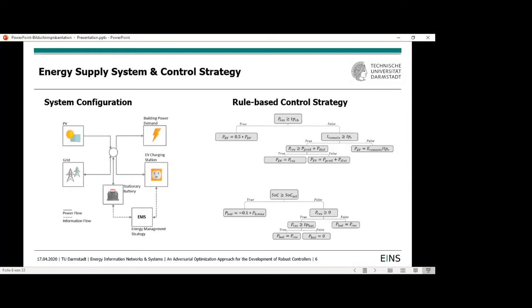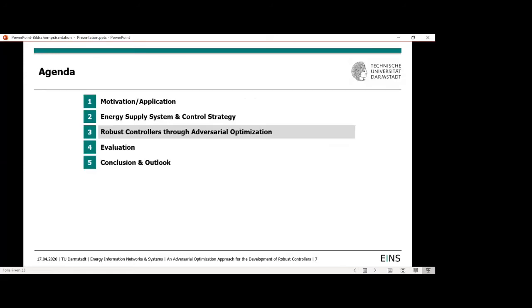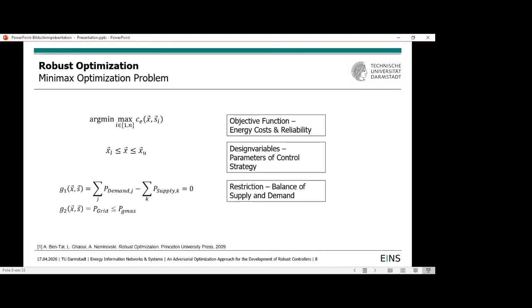Both the control strategy as well as the system configuration, or the energy supply system, are parameterized. In the next step, these parameters are to be optimized such that we can identify robust control strategies. The corresponding optimization problem can be described as a minimax optimization problem. Starting with the first row, we have an objective or fitness function, which is described with the maximum operator and a cost and reliability function, CE.